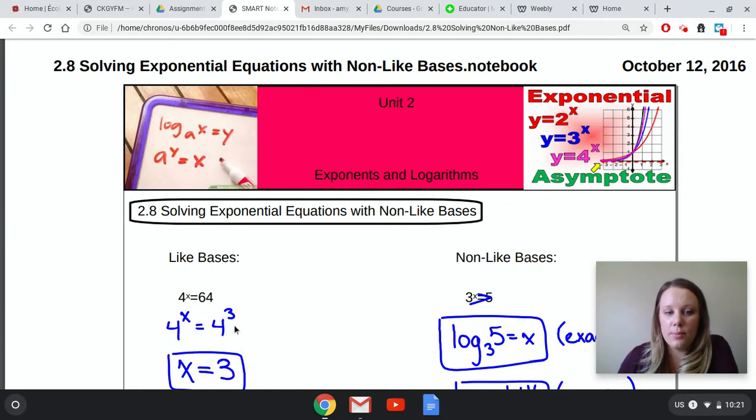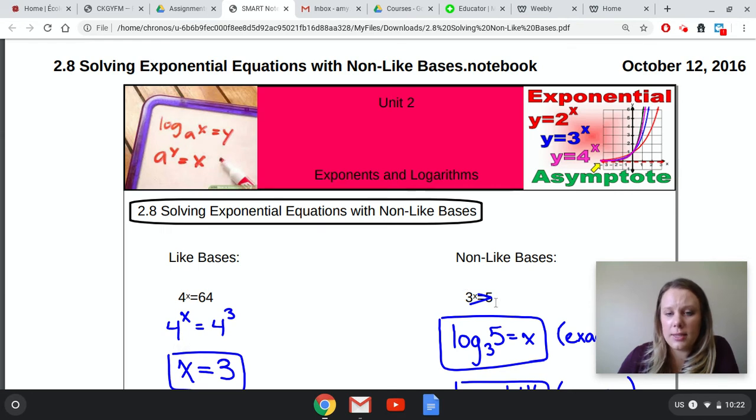Since they can both be written as bases of 4, 64 is 4 cubed, we write 4 to the x equals 4 cubed. Then you see that you have the same base. They're both bases of 4. You can get rid of the bases and simply write the exponents. X equals 3, and there you have your solution. We did more complex examples where we had to do algebra after this step, but this is a simple example of what we're talking about.